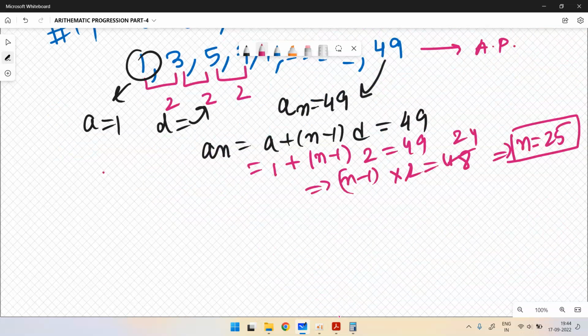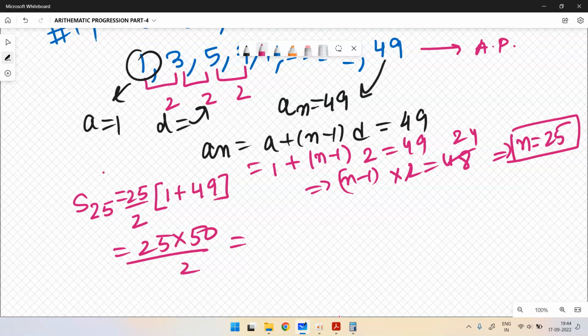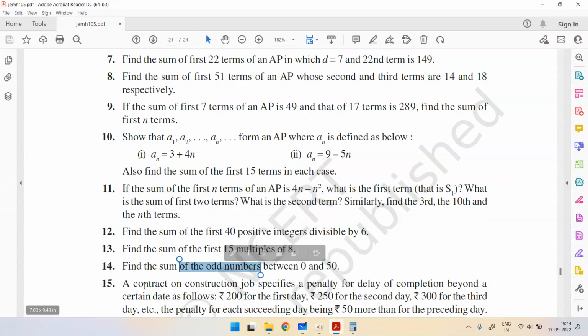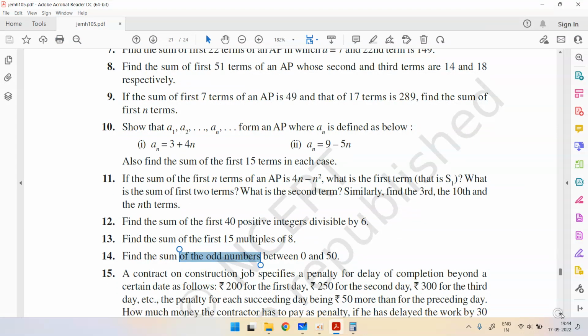So the sum will be 25 by 2, that is n by 2, into a plus the nth term, which is 1 plus 49. That is 25 into 50 by 2, which is 25 into 25, that is 625, which is the answer. S25 is 625. So the 14th question is done. Now next is the 15th question.